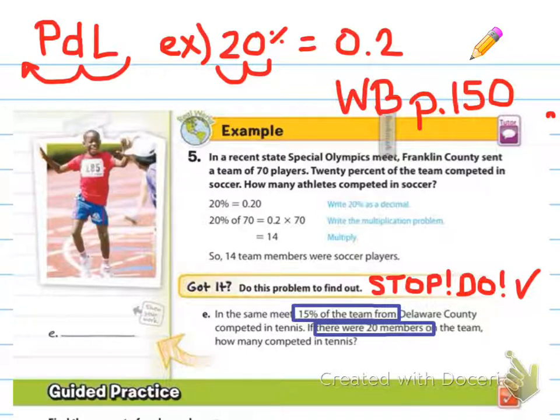Again, please. Okay, so example 5, workbook page 150. 20% of 70 players played soccer. So you are dropping the 0 in this case in the pedal because I don't need 2 decimal places. 14 team members were soccer players. I need you to now pause the video. I want you to stop and do the got it letter E, and then come back and check. Pause now.